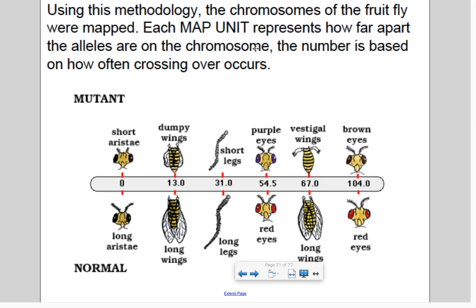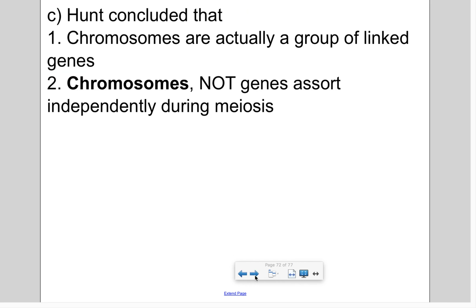There was only 8 of them. Each map unit represents how far apart these alleles are on the chromosome. The number is based on how often crossing over occurs. And so this means that they cross over like 13% of the time, or 31% of the time. And so that's actually how they've mapped out where the genes are located. It is looking at the percentage of time that those recombinants occurred, which correlates to crossing over.